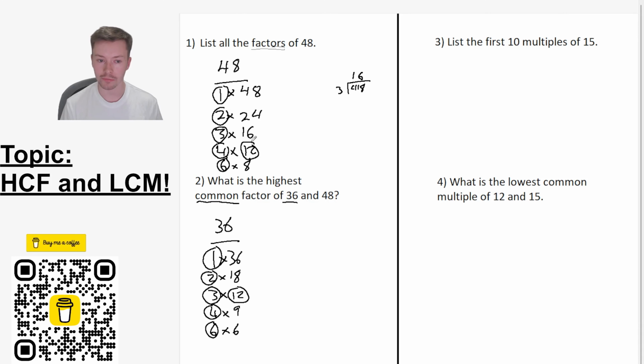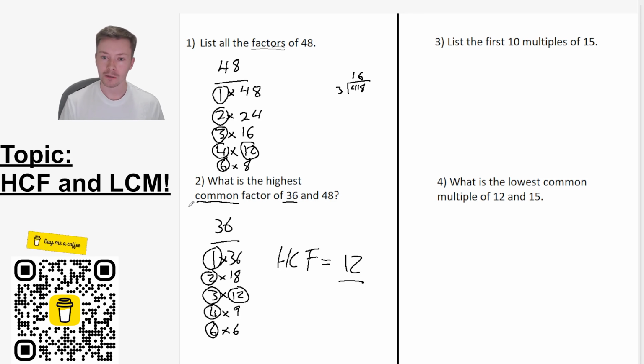18 isn't a factor of 48, neither is 16 a factor of 36. And 36 isn't a factor of 48, 48 isn't a factor of 36. So our highest common factor, and this is quite often abbreviated to HCF, of both numbers, 36 and 48, is 12. It's the largest number that we can divide 48 and 36 by.